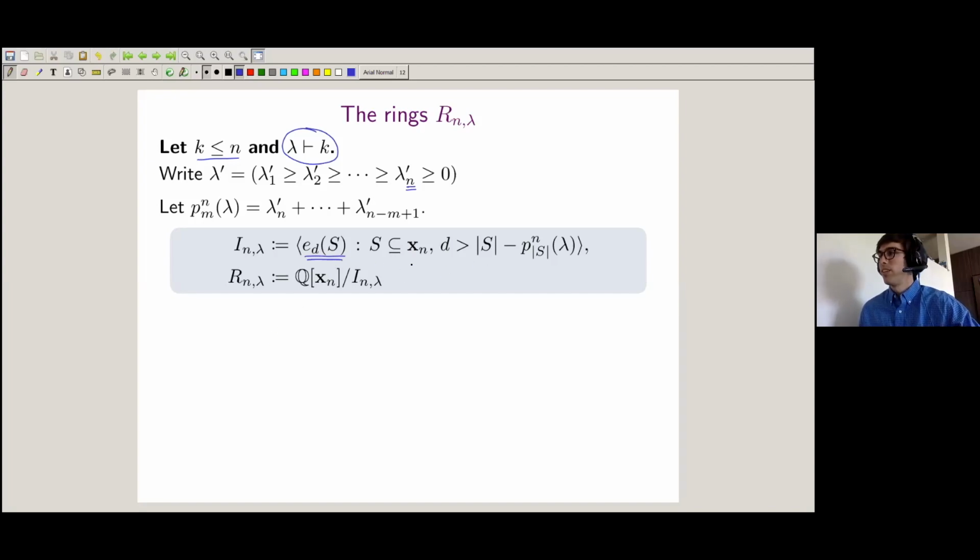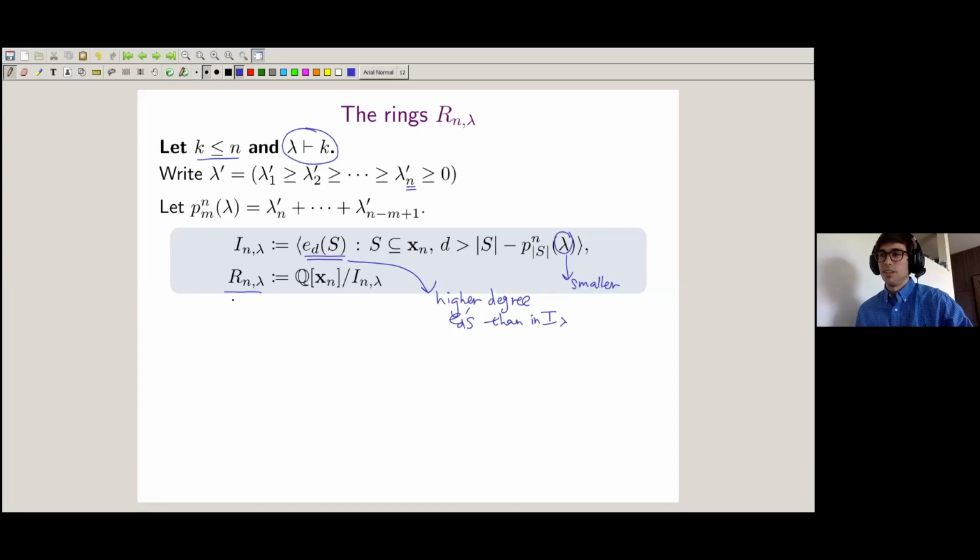And you might be thinking, oh, this is the same thing as the Tanisaki ideal, but it changes things that this partition is smaller. Since this partition is smaller, then the statistic will be smaller and it forces the degrees to be higher. So these e's are higher degrees than in the Tanisaki case. And in this larger set of variables, n variables this time. And R_{n,lambda} is the corresponding quotient ring.